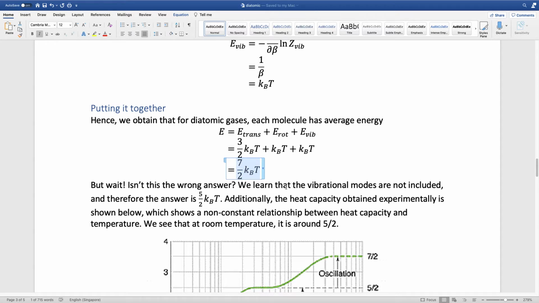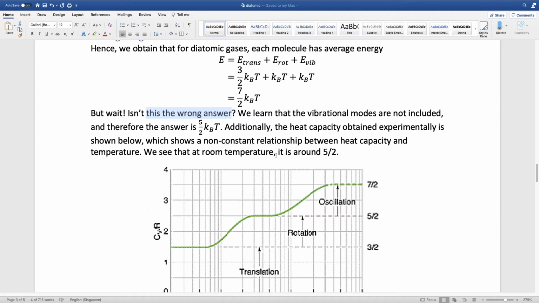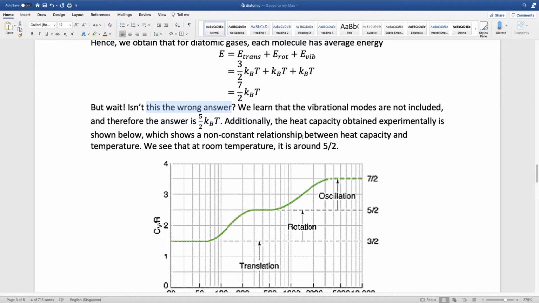Wait, but this doesn't sound very correct, right? Because in a standard thermodynamics course, we are told that the energy is 5/2, not 7/2. So isn't this the wrong answer? Well, we typically learn that vibrational modes are not included, and therefore this is the answer.